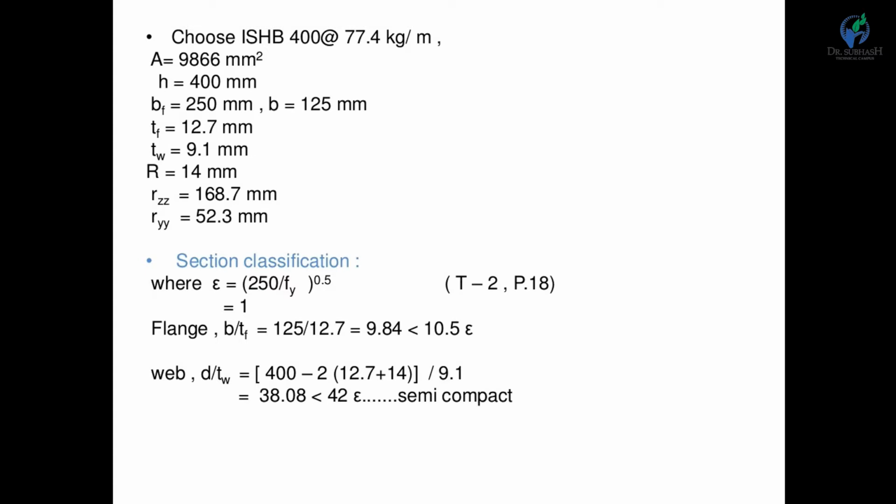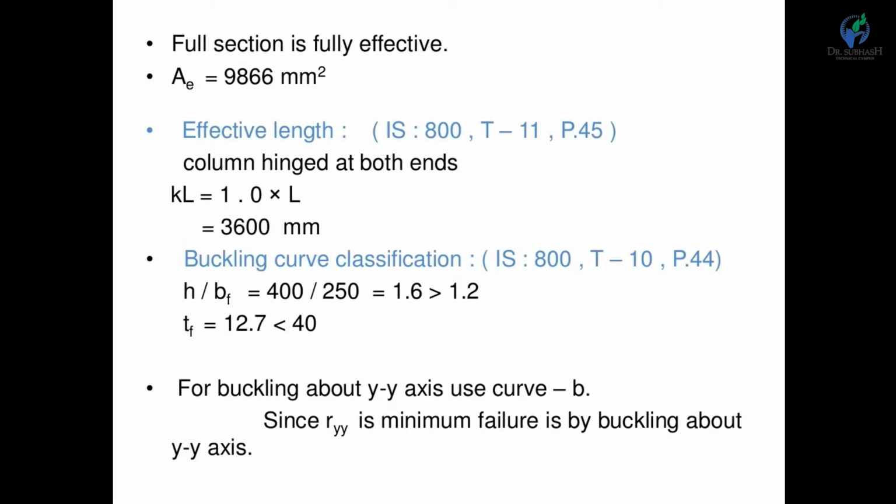So flange should be less than 10.5 epsilon and web should be less than 42 epsilon. So flange is a compact section and web is a semi-compact section according to table number 2, page number 80 in IS 800. So now the full section is effective. So area of gross is equal to area of effective. So we take AE equal to AG, so AE is 9866 mm square.